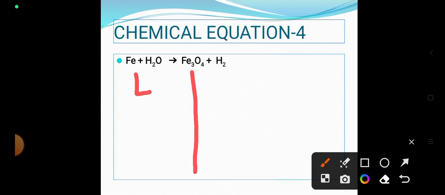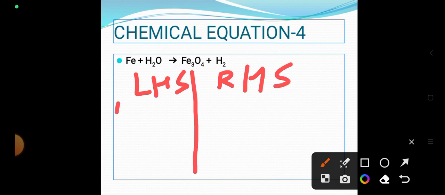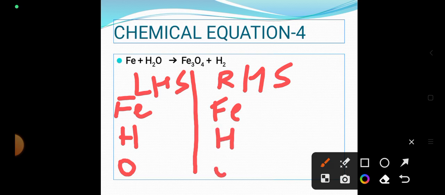so first let us write down what is LHS and RHS. So LHS are the reactants. We have iron, we have hydrogen, and then we have oxygen. Again, similarly on right hand side we have iron, we have hydrogen, and we have oxygen. So first starting with iron.